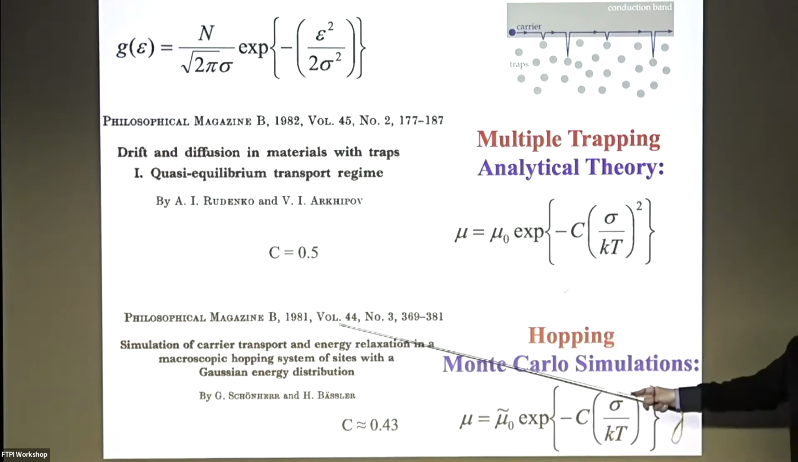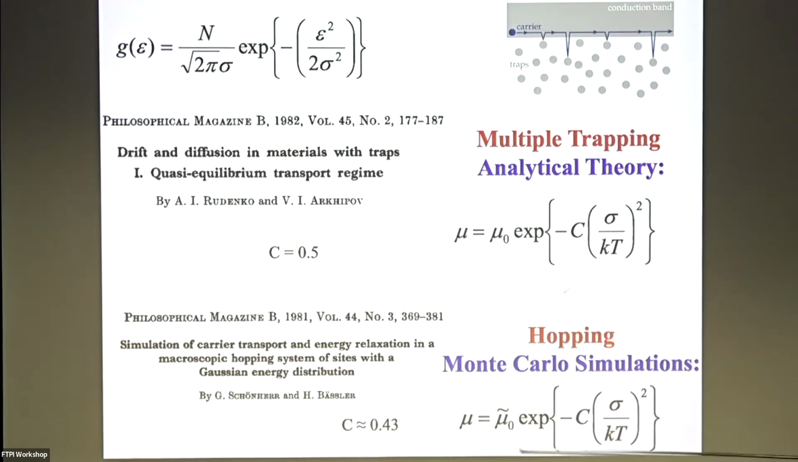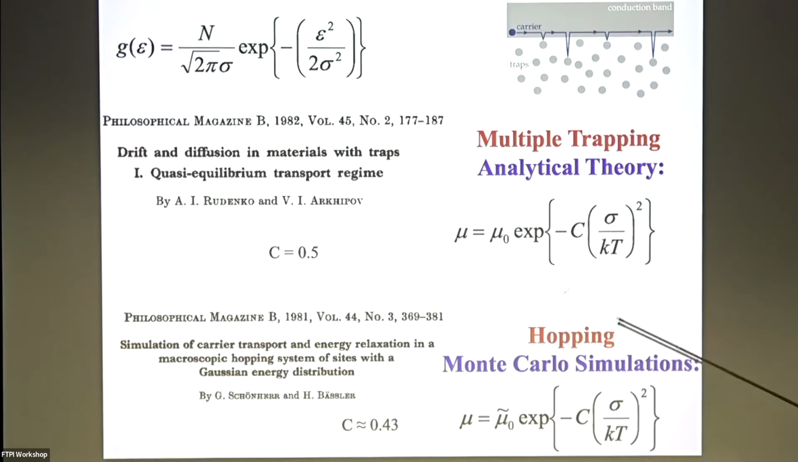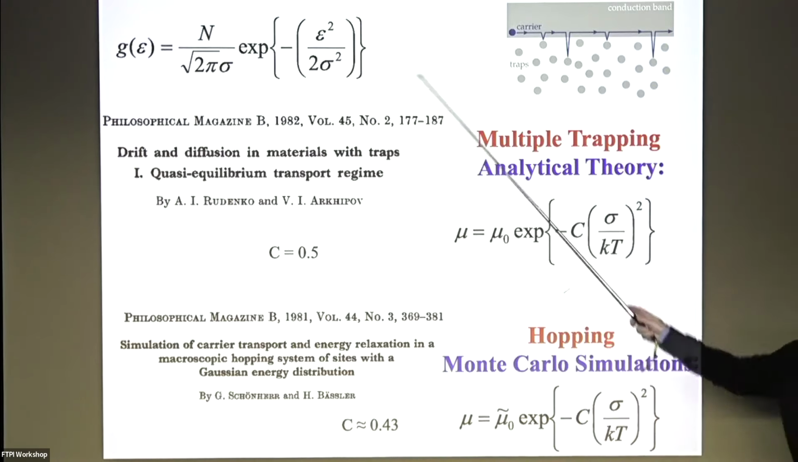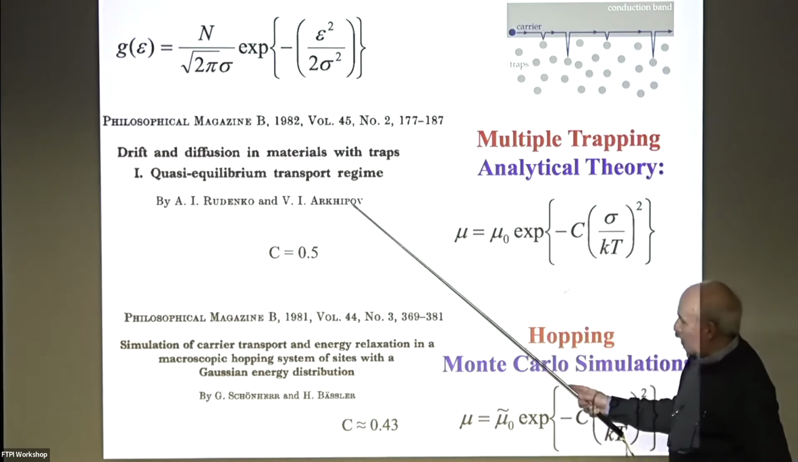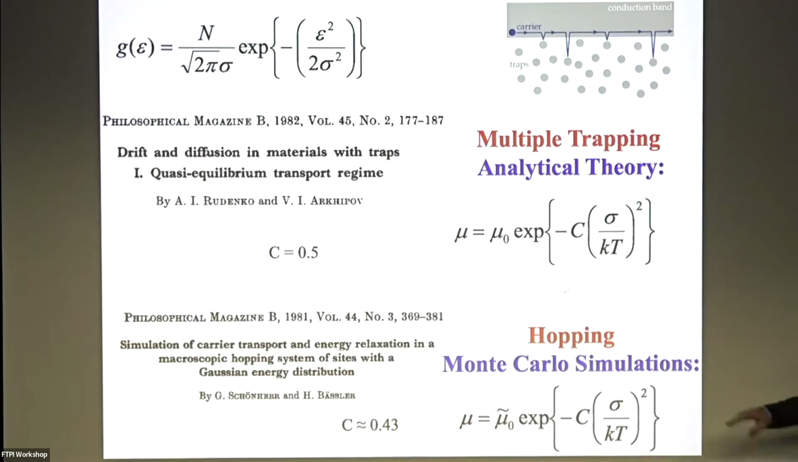And almost at the same time, and published in the same journal, the group in Marburg, Schunter and Heinz-Wessler, simulated, not calculated analytically, not multiple trapping, but hopping transport in the Gaussian density of states, and they obtained this result. And then 10 years later, Vladimir Arkhipov moved to Marburg to the group of Heinz-Wessler, and they spent a couple of decades trying to rationalize this result obtained in the computer simulation.